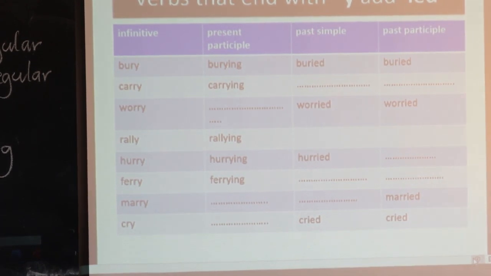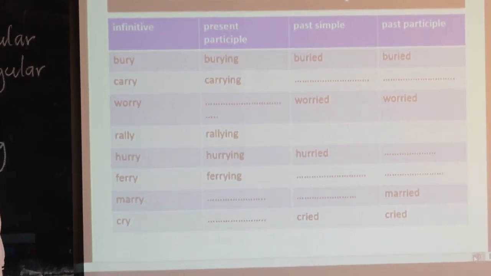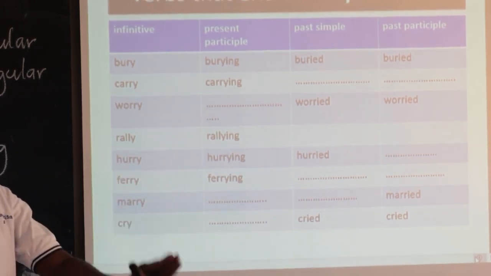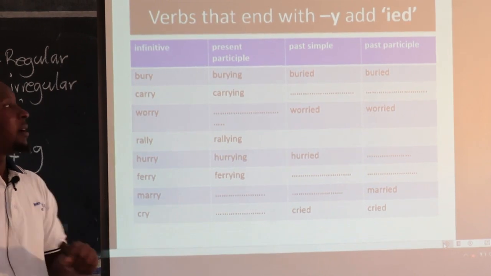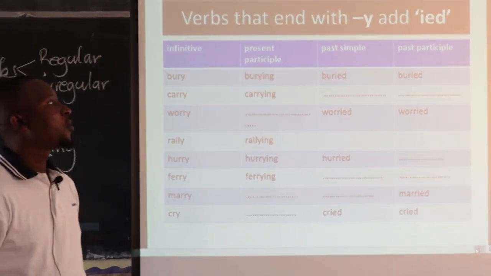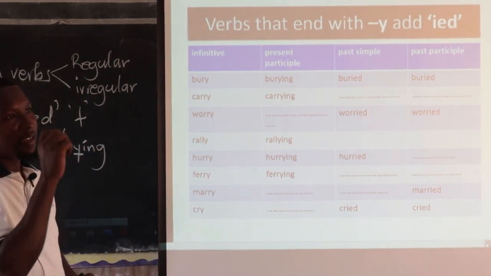In the past simple form, we drop now the Y. I want you to differentiate between the present participle and the past simple. In the present participle, we say that we maintain the Y. But in the past simple form, we drop it, which Y changes to I.